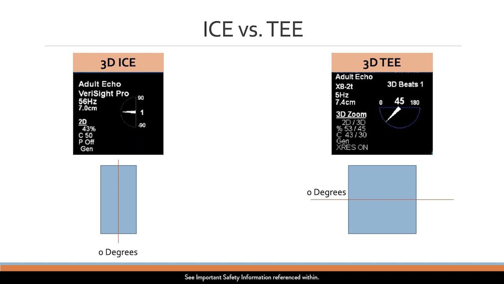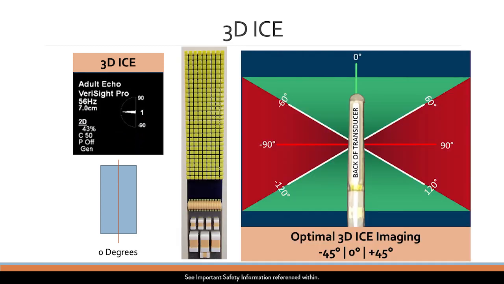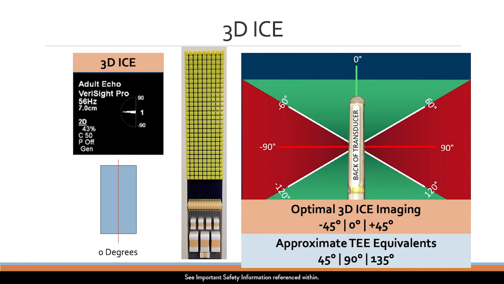You see, on 3D ICE, it's vertical. So the 0 degrees is in a different orientation. This is 0 degrees on a TEE, and this is 0 degrees on 3D ICE. And then, therefore, the imaging is minus 45, 0 and 45, which is equivalent to 45, 90, and 135 imaging. So if you scan at the low angle, at the 90-degree angle, there are virtually no imaging elements to image with. And that's why it's really important to take this into account when imaging.